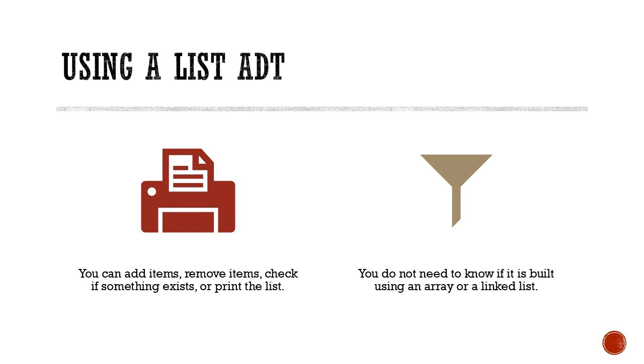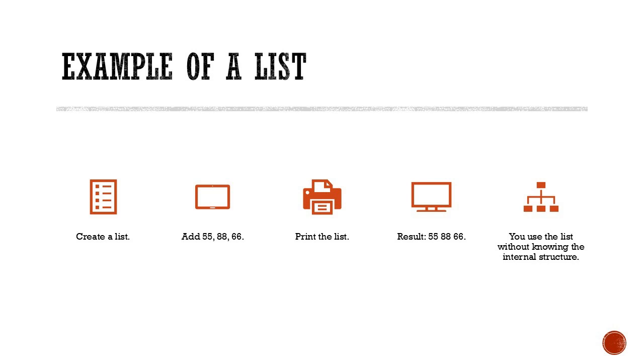Here is an example. You create a list, you add the number 55, then 88, then 66, you print it, the result is 55, 88, 66. You never had to think about how those values were stored. That is abstraction in action.